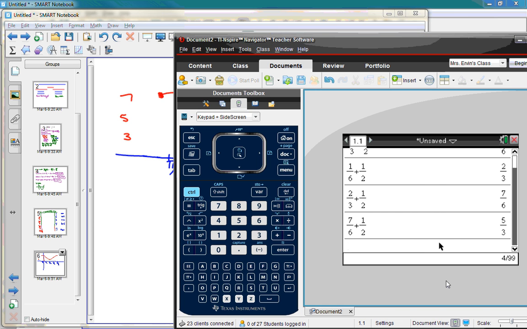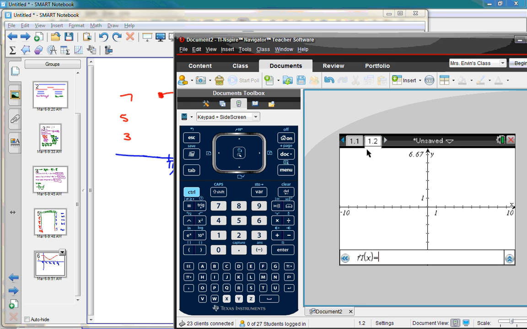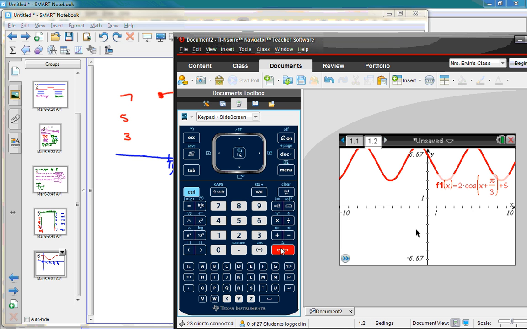I'm going to add a new page. I'm going to graphs page, and I'm going to type this in. That's going to be, what was it, 2 cosine, parentheses, parentheses, plus 5. Okay, there's my trig function.